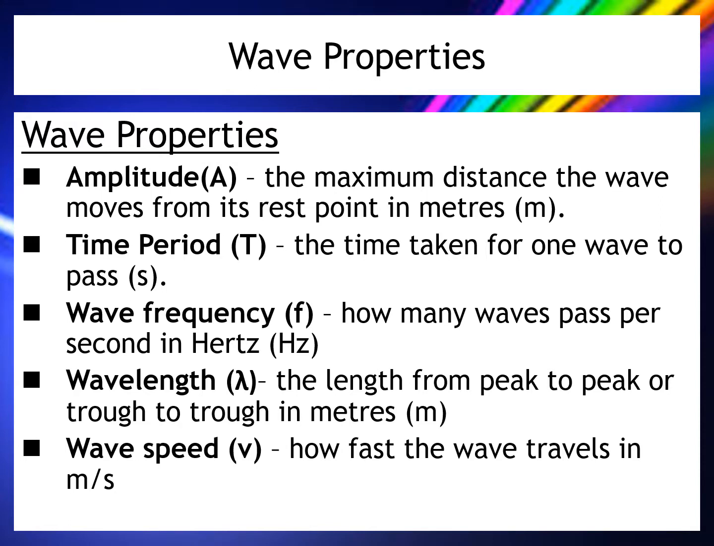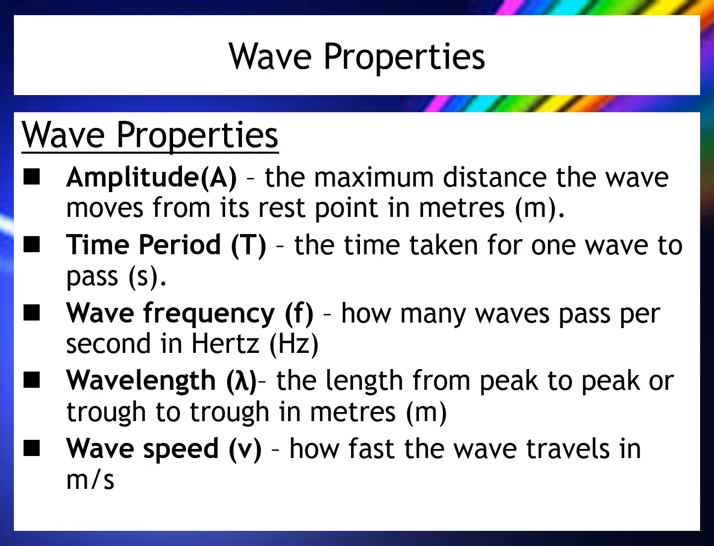So these are the main wave properties that you need to know about, and these are definitions that it's worth you taking a bit of time learning and understanding. So the first is amplitude, which is given the letter A, and this is the maximum distance that the wave will move from its rest point, and it's always measured in meters. And we'll have a look at that on the graph on the next slide. Time period is defined as how much time it takes for one wave to pass.